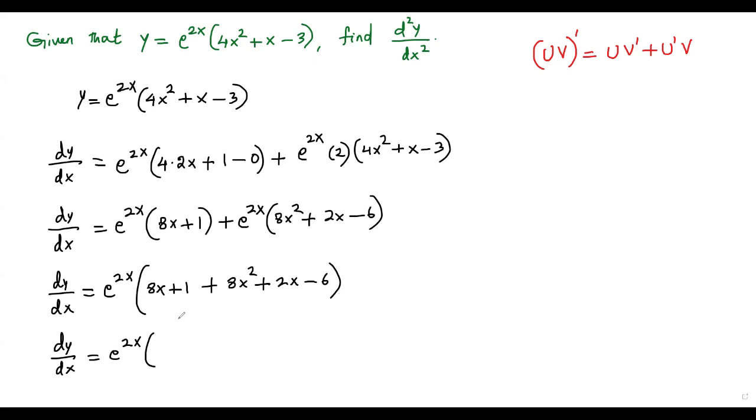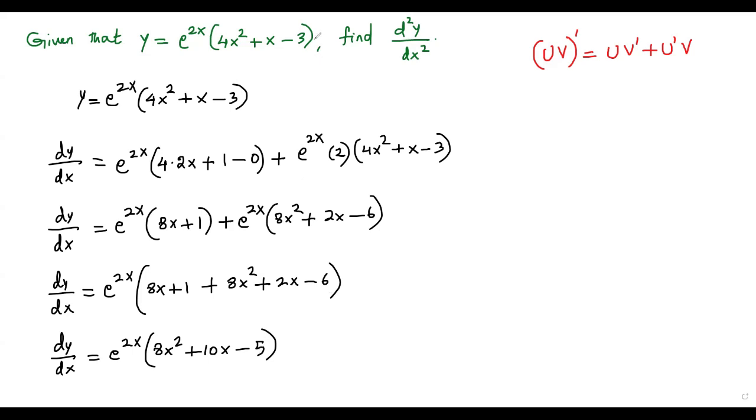So now let's combine the like terms over here. We can write this 8x square as it is. And when I combine this 8x and 2x, I'm getting positive 10x. When I combine this positive 1 and negative 6, I am getting negative 5. Okay, now I got the first order derivative, that is dy over dx, that equals e to the power 2x times 8x square plus 10x negative 5.